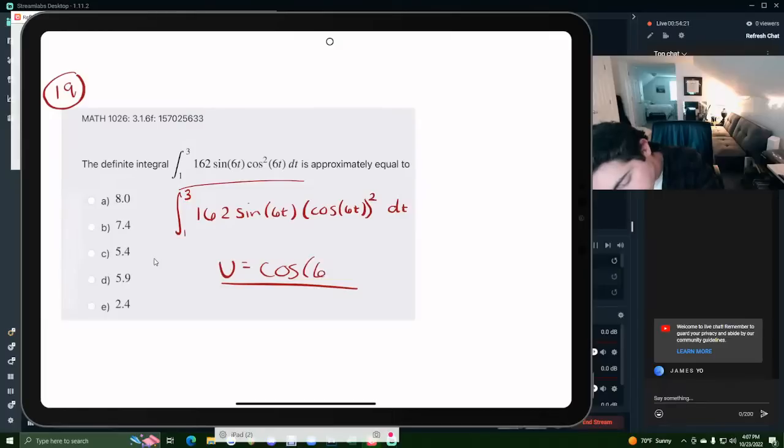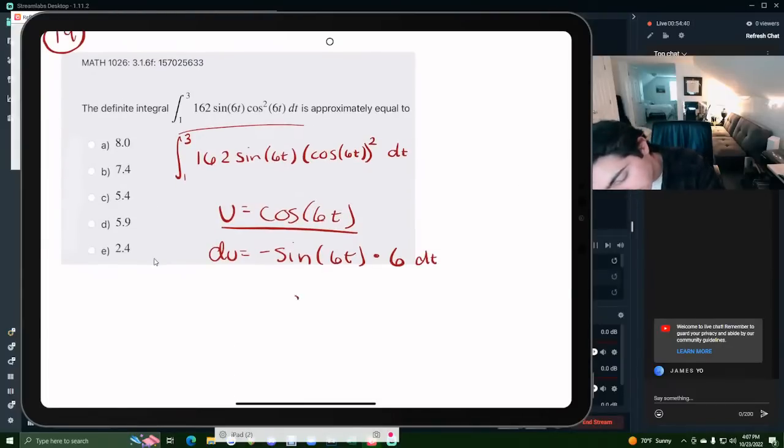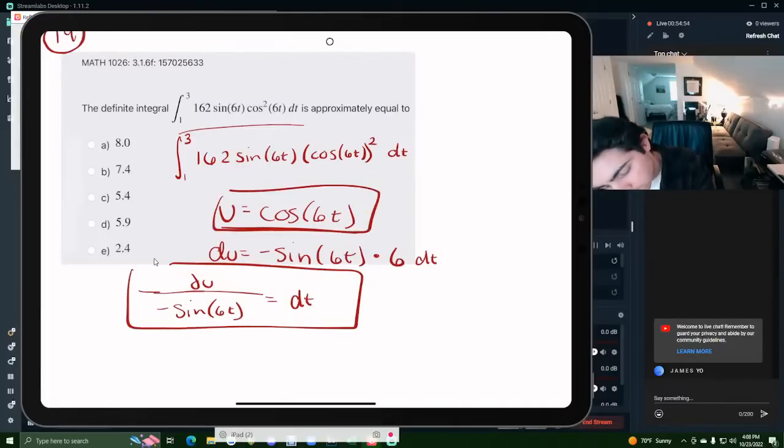So cosine of 6t. We find its derivative. Cosine has a derivative of sine. We leave the 6t, but then chain rule says we have to multiply by 6 because 6 is the derivative of the inside, 6t. Tack on dt. We solve for dt, get dt by itself by dividing everything to the left side. We have dt, we have u.